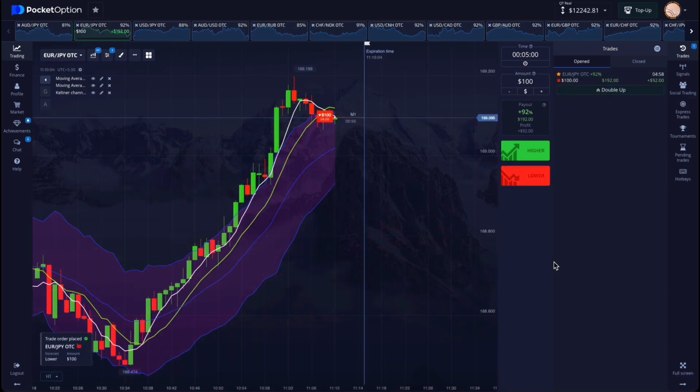So here the white line has crossed the green line in the downward direction, or you can also say that both the lines are crossing each other and going in a downward direction. And after a good cross, I have placed an entry here which is for 5 minutes.